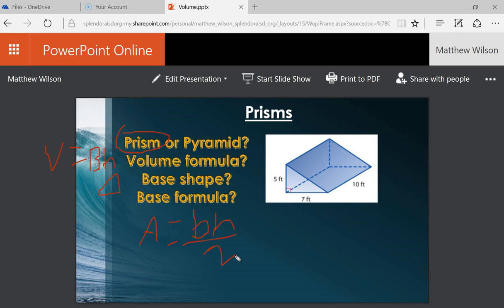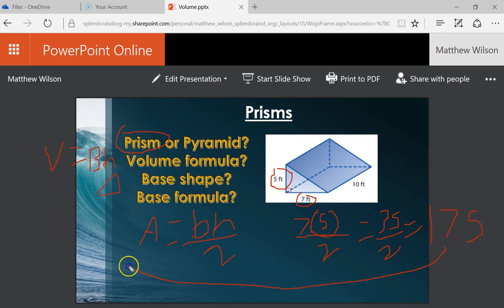So I see that the base of my triangle is 7, and it's 5 feet tall. So I do 7 times 5 divided by 2. And I get 35 divided by 2, and that equals 17.5. Okay? So now I just plug this into capital B, because that's what capital B is, the area of our base. And I get volume equals 17.5 times our height.